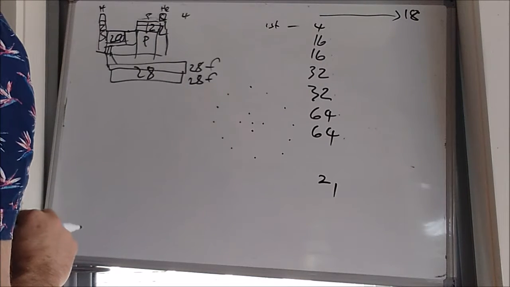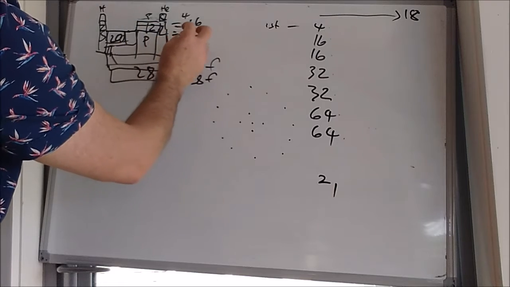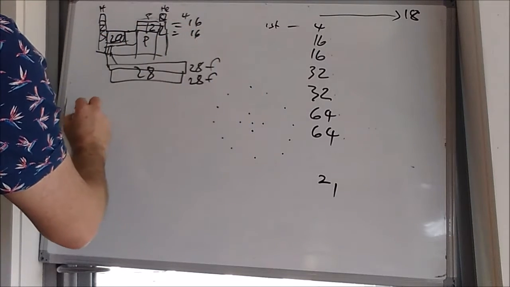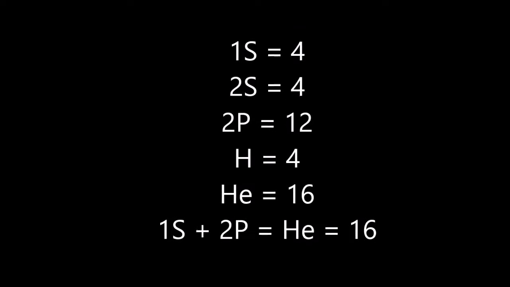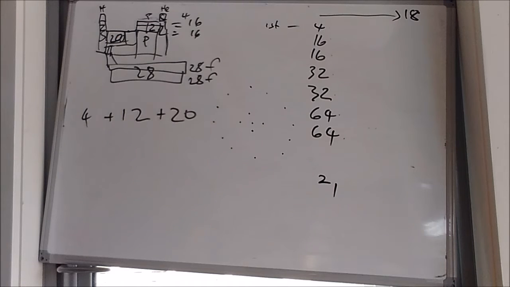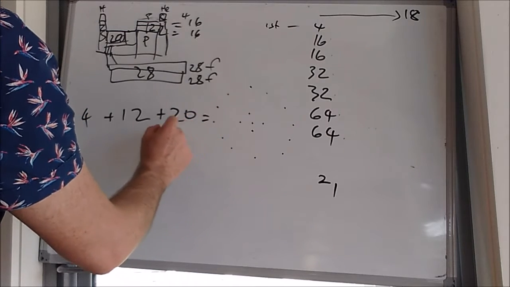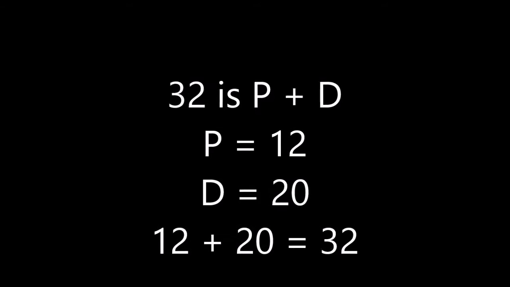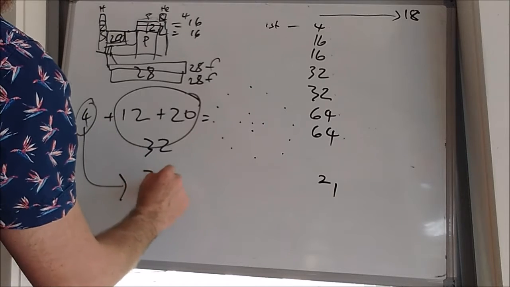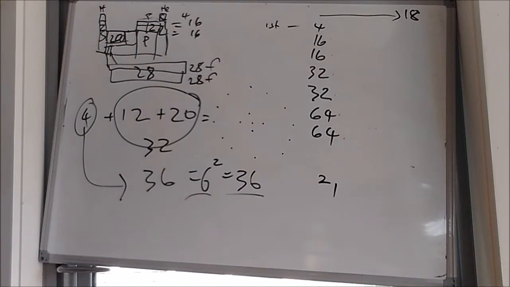So what does that mean? Well, these ones equals 16. These ones equals 4 plus 12 plus 20. So that's 32. 36. So even number providing stability.